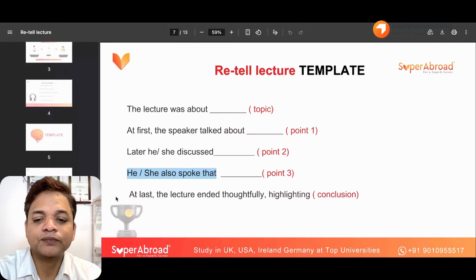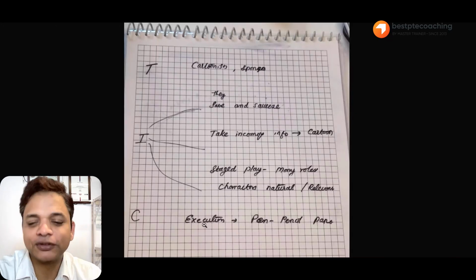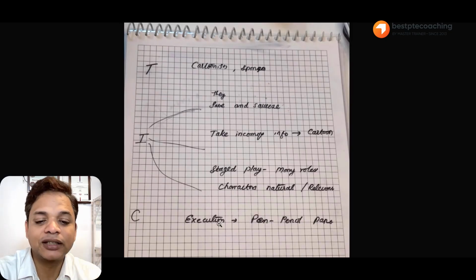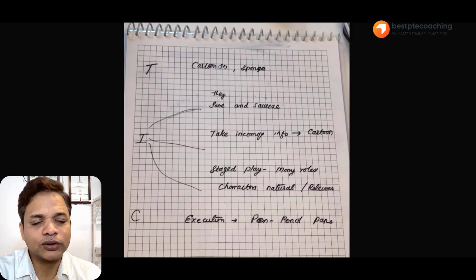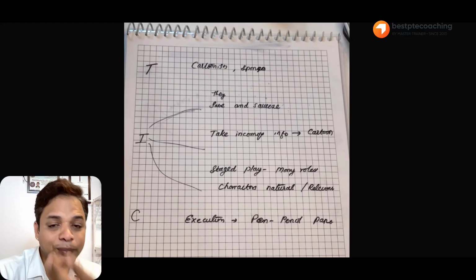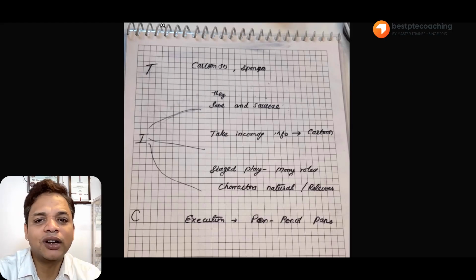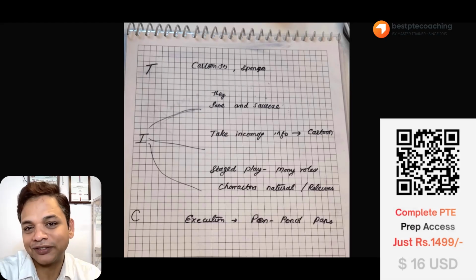Please see point number 3. At last, the lecture concluded thoughtfully, highlighting the execution part, by saying certain cartoonists first use pencil and certain use pen to draw the cartoon, something like that. Nothing much. Okay, so it's all about writing good notes that really makes a huge difference.